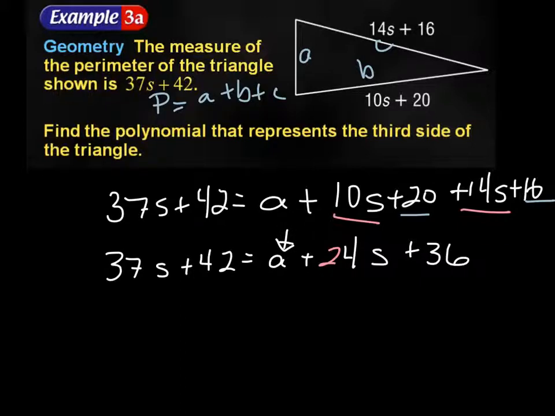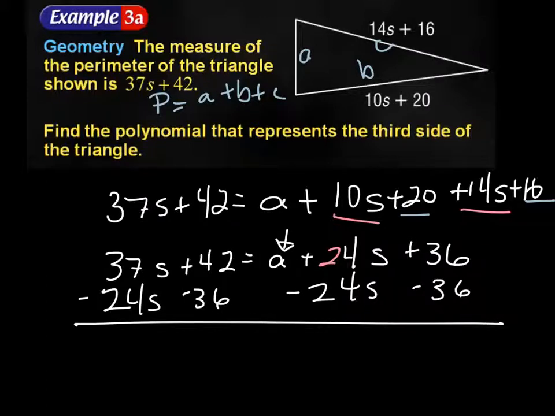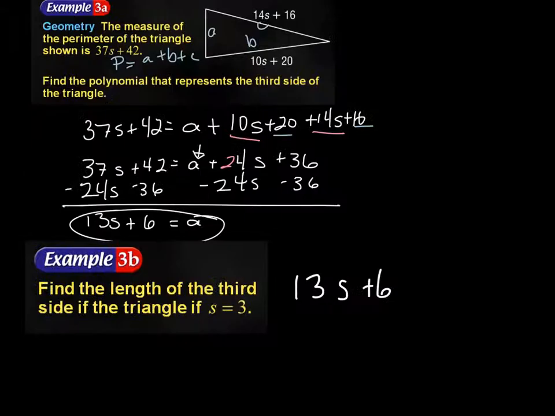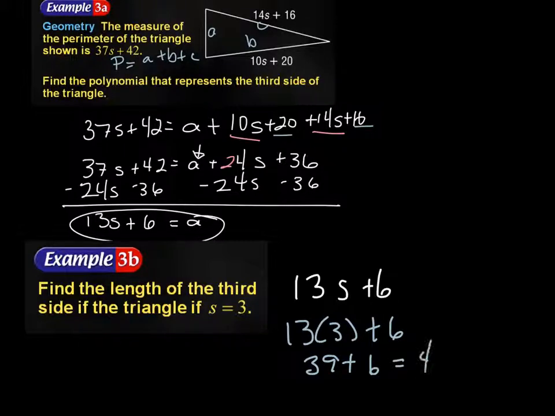So then to get A by itself, which is what I want to find, I need to subtract 24s from both sides. And I'm going to subtract 36 from both sides, just using those inverse operations, undoing what was done. So 37 minus 24 gives us 13. And 42 minus 36 is 6. And that is the length of my missing side. And then they ask us to find the length of the third side if s equals 3. Nice little review of substituting in. So it would just be 13 times 3 plus 6. So 39 plus 6 is 45.